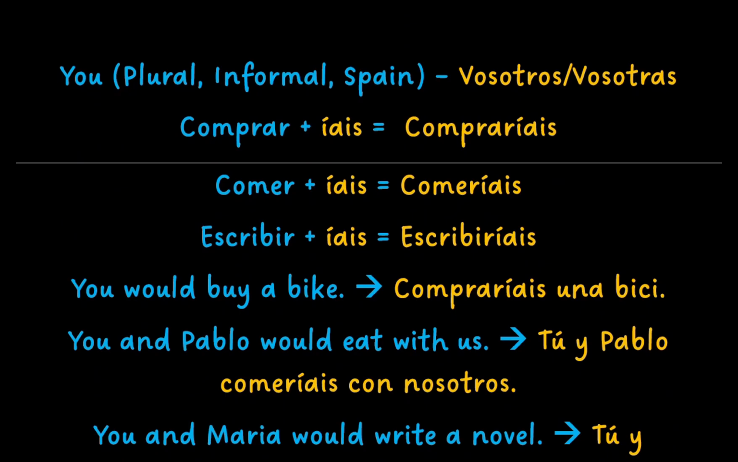You in Spanish when speaking to multiple people informally and in Spain is vosotros or vosotras. And to conjugate this, we add í with an accent, A-I-S. So to say you would buy, comprar becomes compraríais. To say you would eat, comer becomes comeríais. And to say you would write, escribir becomes escribiríais.